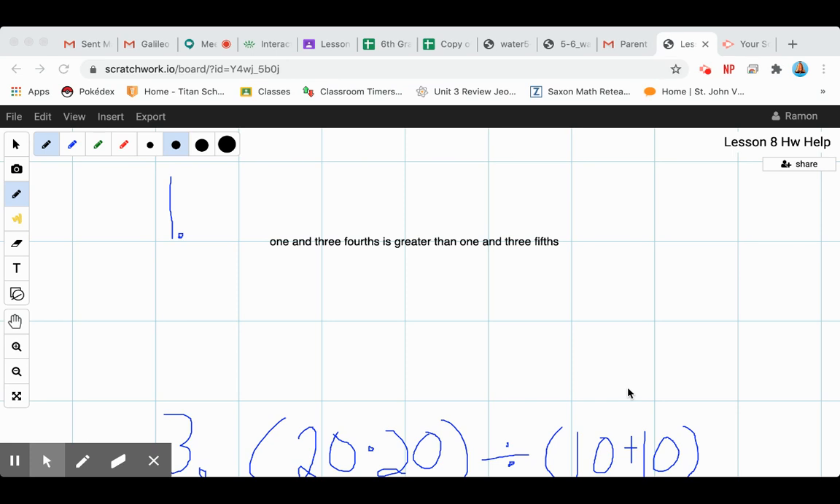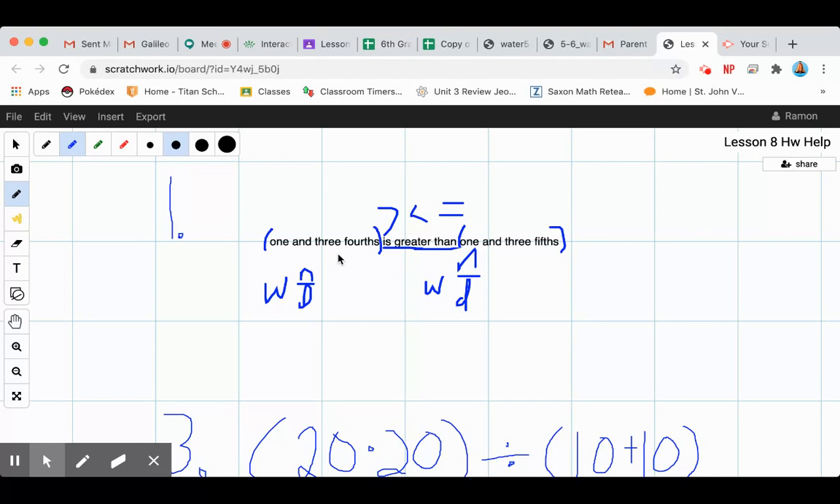Let's get started. Use digits and a comparison symbol to write 1 and 3/4 is greater than 1 and 3/5. So obviously we're going to be using our comparison symbols: greater than, less than, or equal to. And really what you have is 1 and 3/4 is greater than, and then the other number, which is 1 and 3/5. So these are both mixed numbers. Keep in mind that you're going to have a whole number, numerator, and then denominator. Use the appropriate comparison symbol, and then whole number, numerator, and denominator.